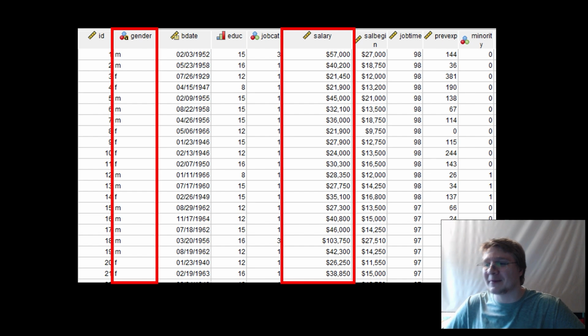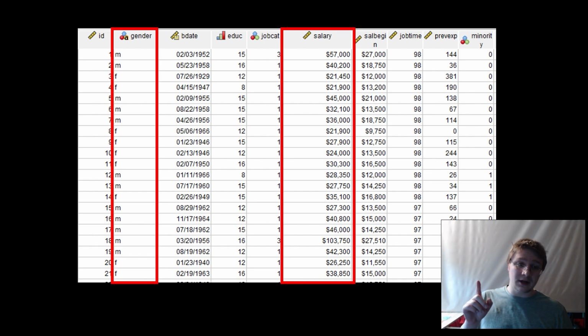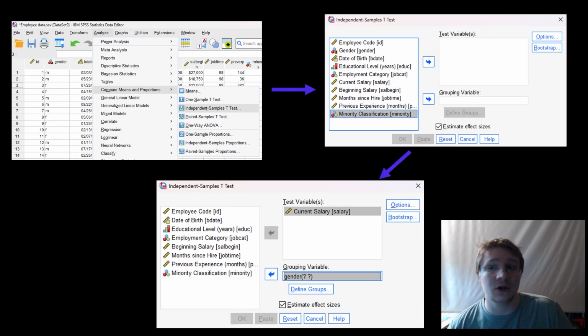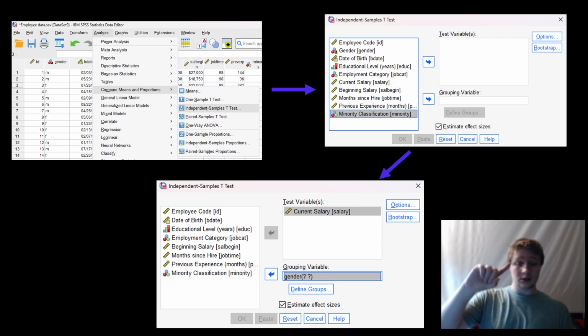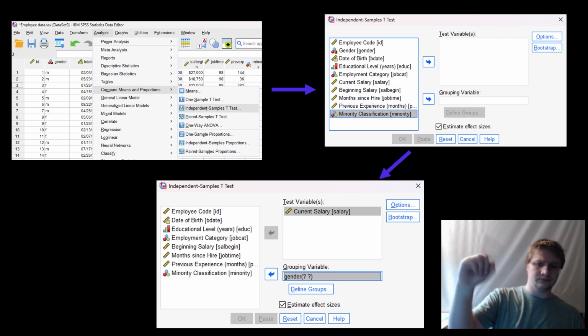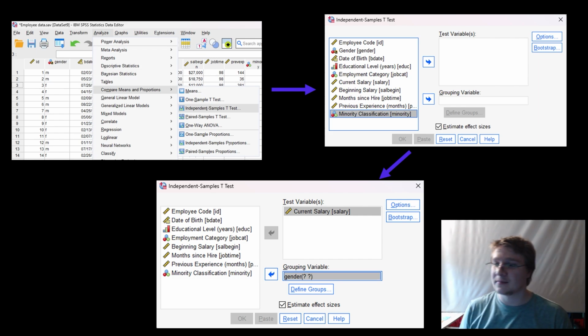So anyway, we have 2 columns. One is based off of gender, and the other is based off of salaries. What we're going to do is go to Analyze, compare means and proportions, and do the independent samples t-test.